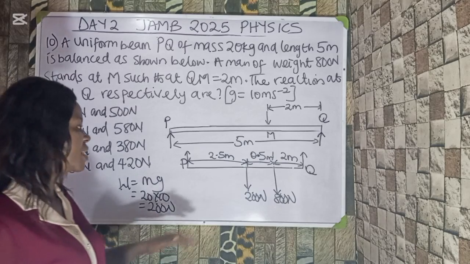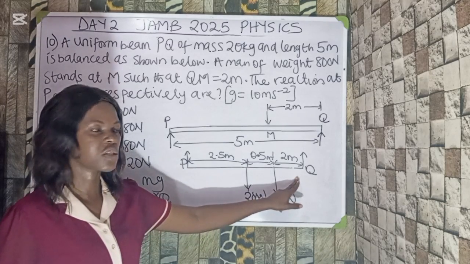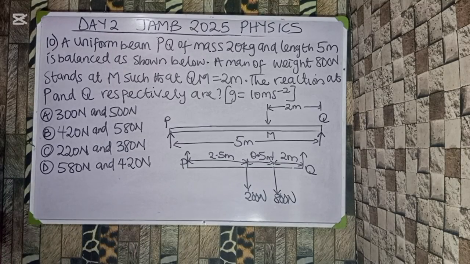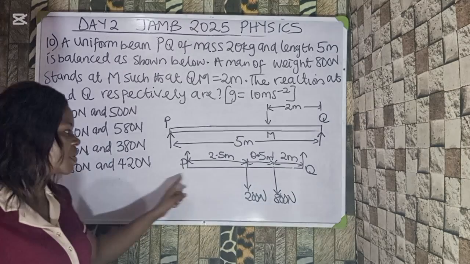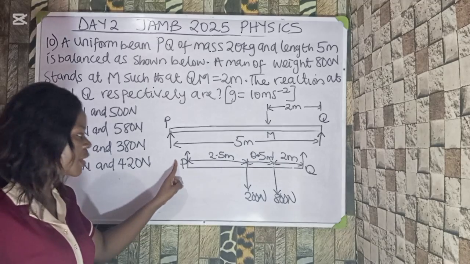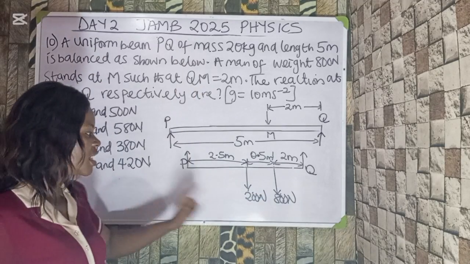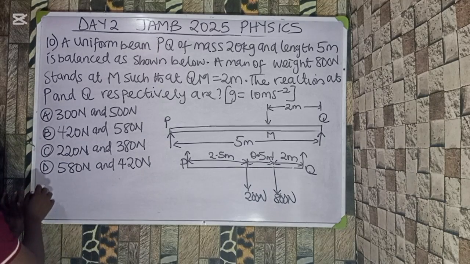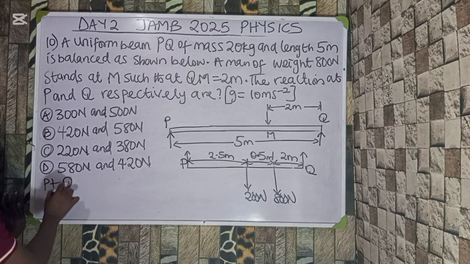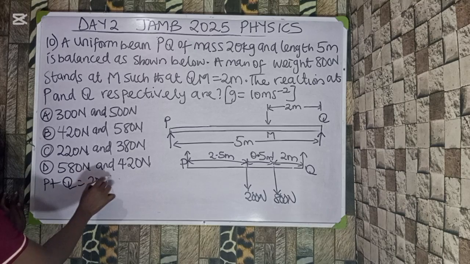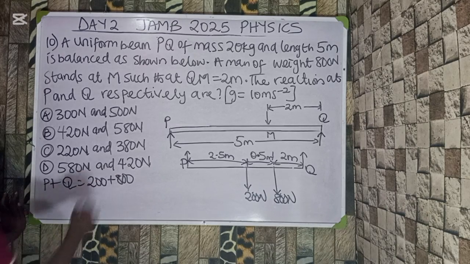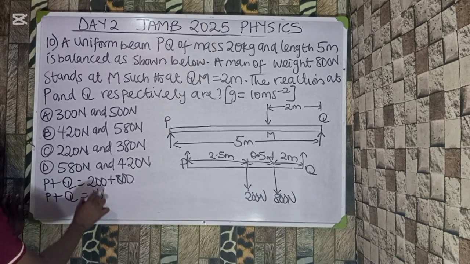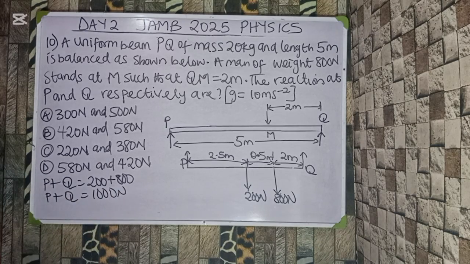Now what you're going to do is use the principle of moment to solve it, by saying that the sum of the upward forces must be equal to the sum of the downward forces, okay? So let's go. Now you can see the upward forces. The upward forces are the reaction at P and Q. You can say that P plus Q, they are upward forces, right? Is equal to 200 and 800. So P plus Q is equal to 200 plus 800, right? So that is P plus Q equals 1000 Newton. I hope that is clear.